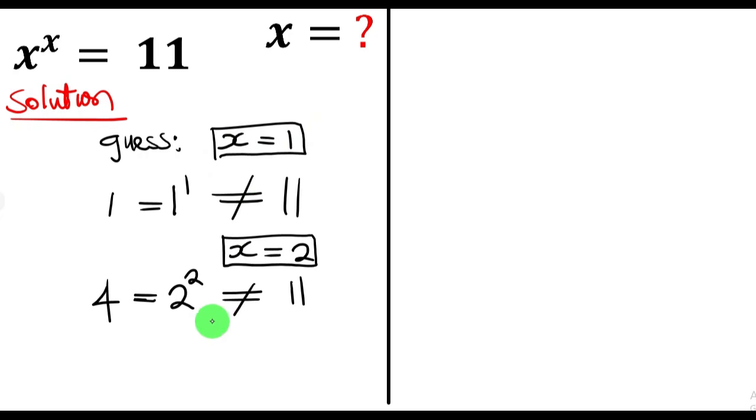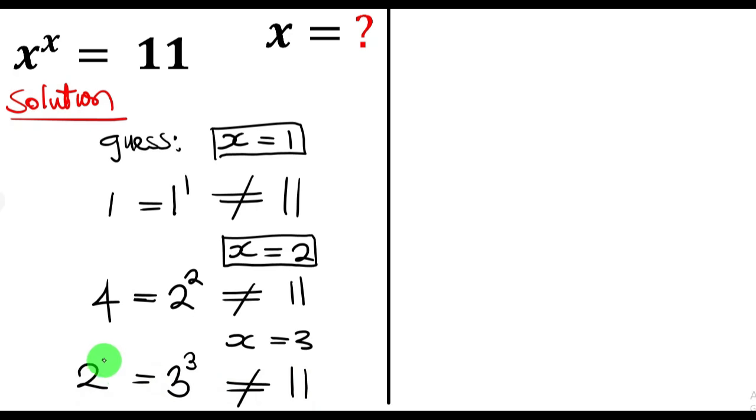So let's assume x equals 3. Can x be equal to 3? If it is, we're saying 3 raised to the power of 3. And if we have 3 raised to the power of 3, can it be equal to 11? It is clear that it is also not equal to 11, because 3 raised to the power of 3, we are talking about 27. So whatever the value of x is going to be, it can never be 3.